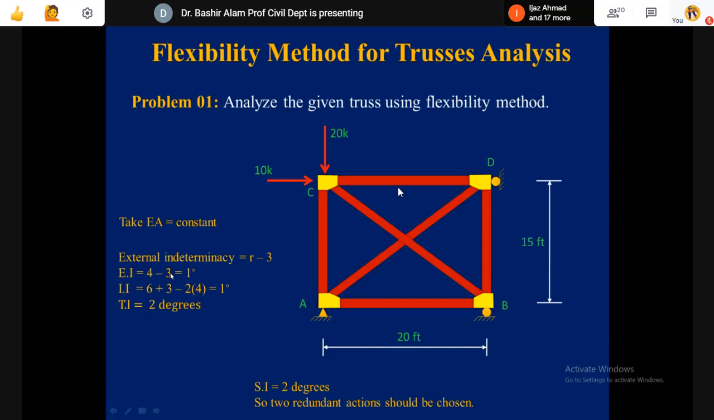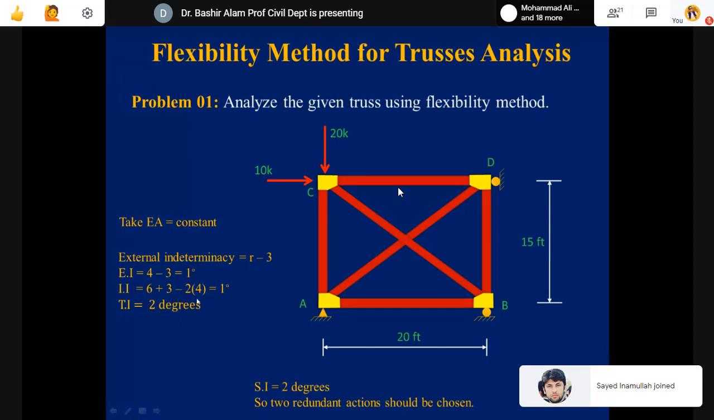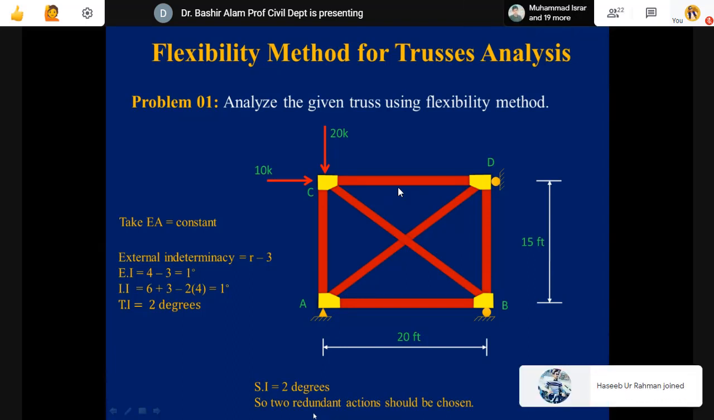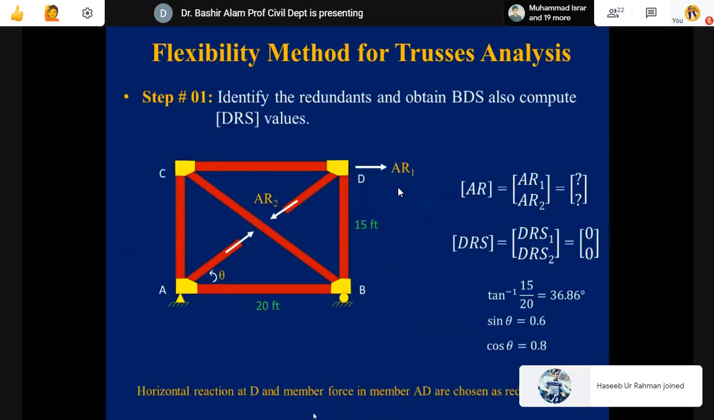4 were reactions, 3 were available equations, and it came out 1 degree externally indeterminate. Internal indeterminacy we found by M plus 3 minus 2J, it was 1 degree. Total indeterminacy was 1 plus 1, so it was 2 degrees. So we declared this 2 degrees total statically indeterminate structure. One was external, and one was internal.